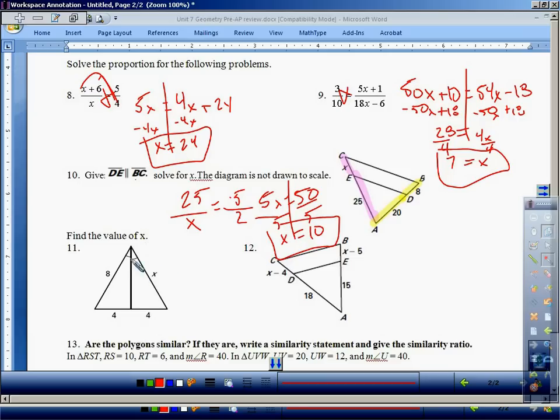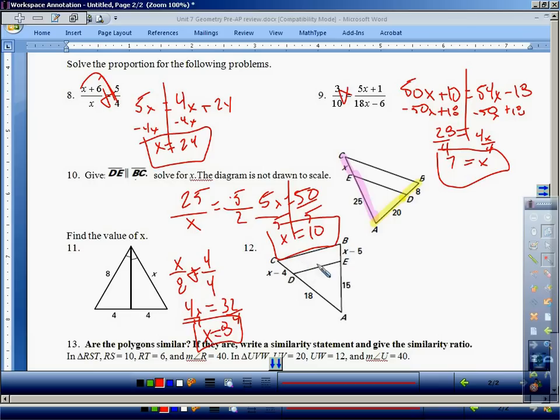Number 11, when I have an angle bisector, how it splits the side across from it is proportional to the other two sides. So x to 8 is equal to 4 to 4. I should note this is 1 and that x will be 8, but we can certainly cross multiply. Divide both sides by 4, and x is 8.